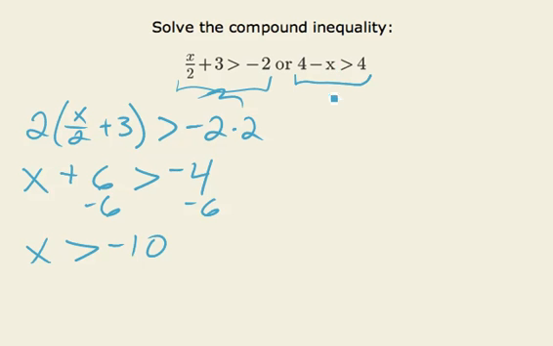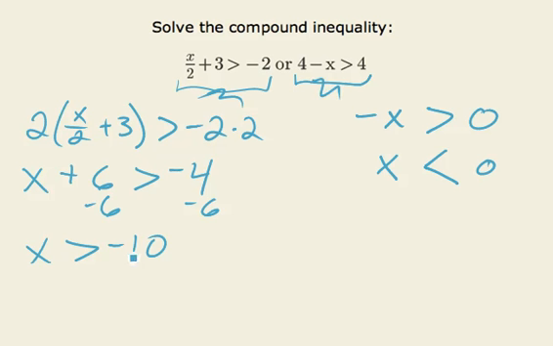Let's look at this other piece. Let's go ahead and subtract 4 from both sides. So I get negative x greater than 0. Let's get rid of that negative sign. So let's multiply both sides by a negative 1. Negative x times negative 1 is x. 0 times negative 1 is 0. I've multiplied or divided by a negative number, so I have to switch the direction of my inequality. So here is the other part of the inequality.